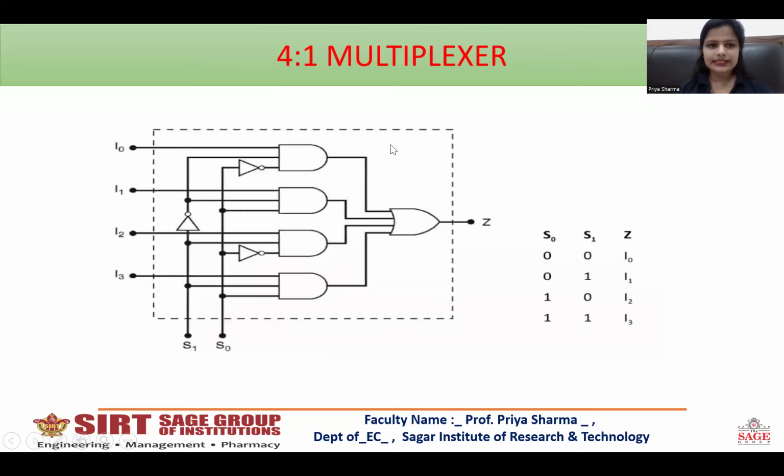For the 4 is to 1 multiplexer, the truth table is given here. We have 4 inputs, 2 selection lines, and usually 1 output. We have the possible combinations 0 0, 0 1, 1 0, and 1 1. So when S1 and S0 are both 0, then I0 will be connected to the output. For the 0 1 selection line combination, I1 will be connected to the output. For 1 0, I2 is connected to the output, and when both selection lines are high, I3 will be the point of connection for the output.